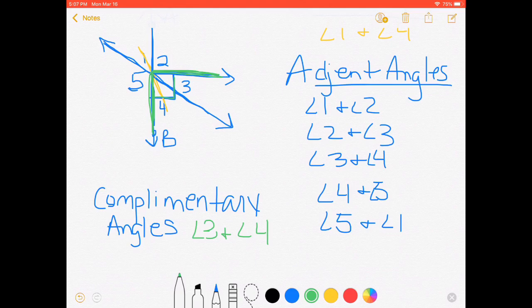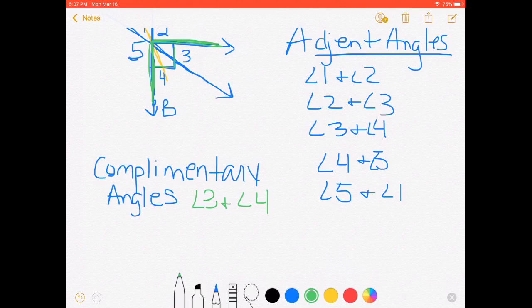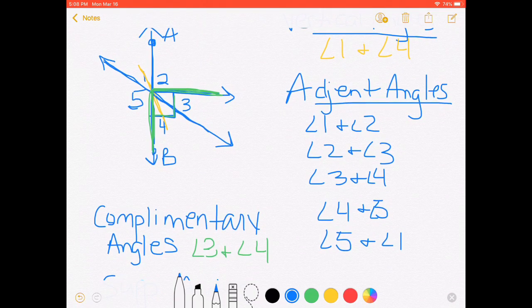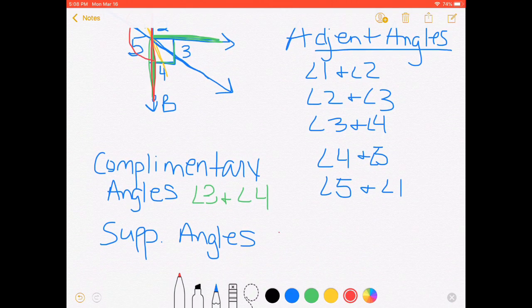We also have a pair of supplementary angles. So remember, supplementary angles add up to 180 degrees. So what we're looking for in our picture here are two angles that make up a straight line. So if I look at line AB, are there two smaller angles that make up this straight line? And there are. There's angle 1, which is right here, and then if that continued with angle 5, it would get us back to that line. So supplementary angles would be angle 1 and angle 5.